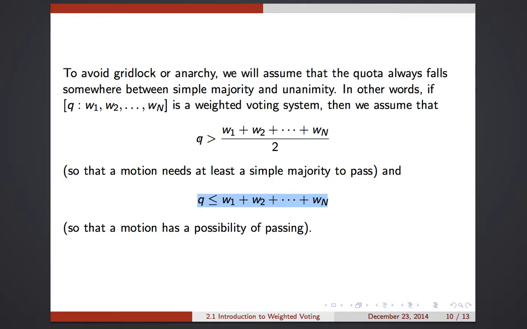And to avoid anarchy, we're going to assume that the quota is big enough so that you need at least a simple majority to pass something. Okay, so we're going to assume the quota is big enough that it's a simple majority, but small enough that you at least have the possibility of passing things. Okay, so the quota we'll assume is within that range.